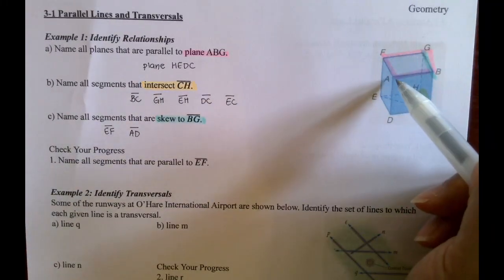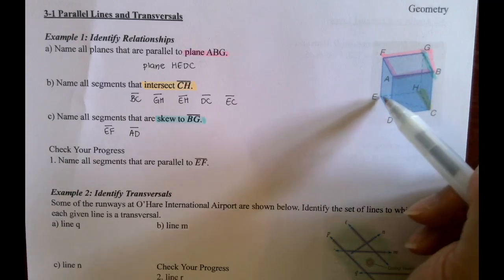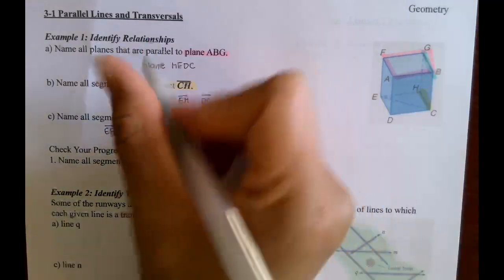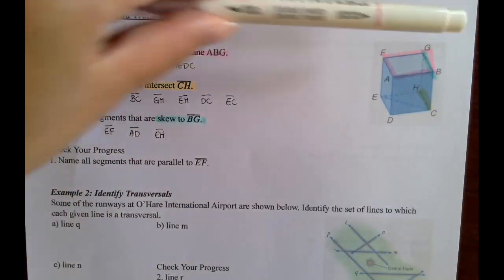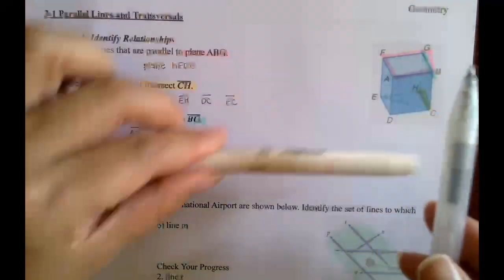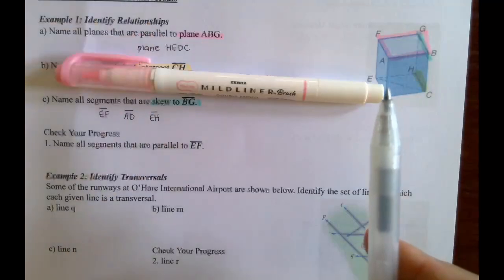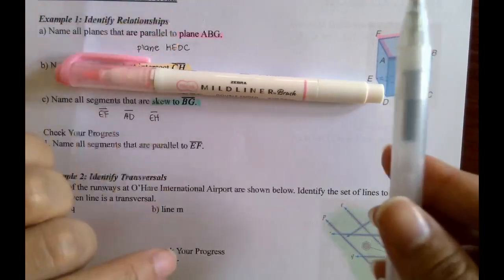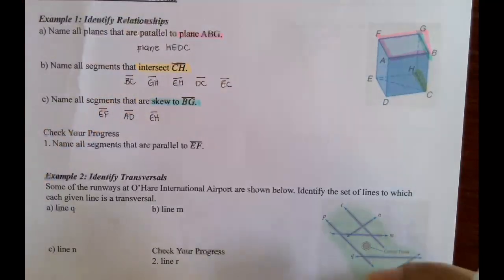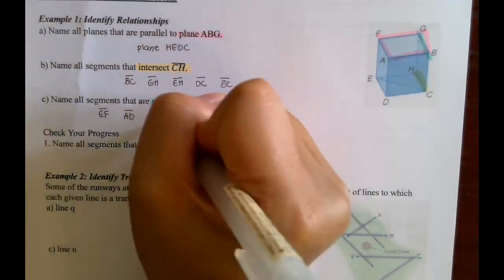FG isn't, AB isn't. However, EH is, because it's like this, and then it's like this, and then there's one higher, right? So they are not intersecting, they're not touching each other, because this one's on a higher plane. Okay, and then same thing with DC.